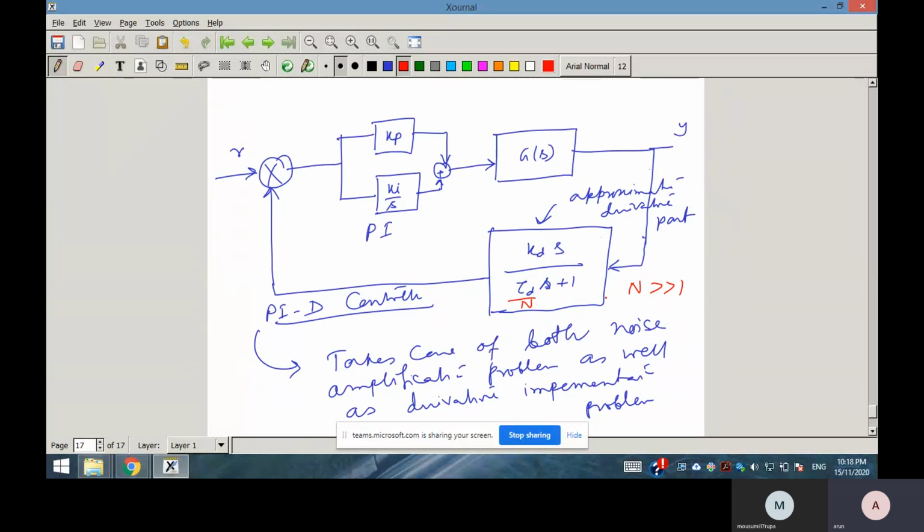How much? Remember that if you make tau d by N, that means this one much smaller, then again it will tend to a pure derivative, and again noise will get amplified. So you have to trade off how much noise you want to pass. What is the bandwidth of the noise you want to pass? Based on that, you have to choose tau d by N.